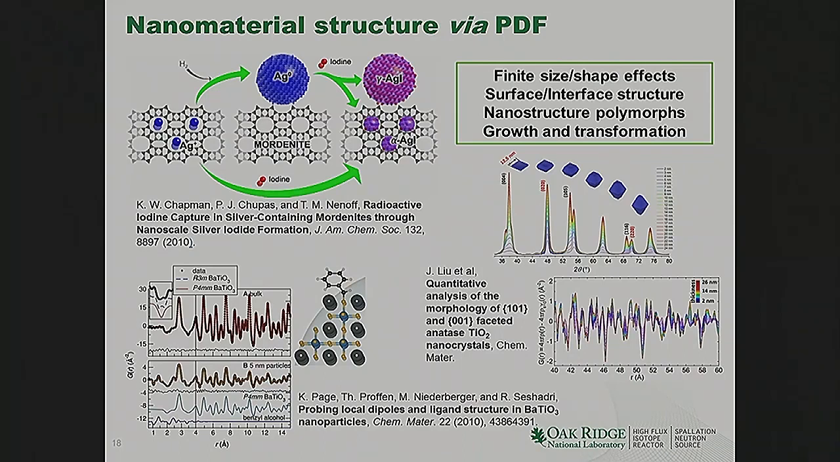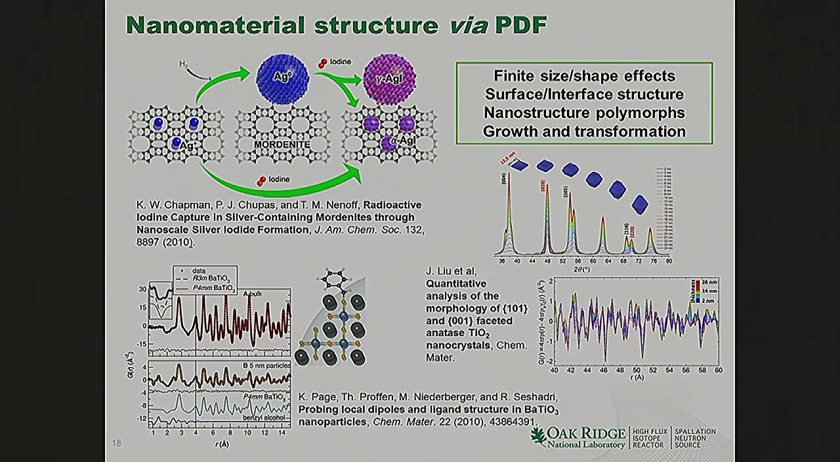Specifically, neutron PDF is sensitive to both the light atom species at the surface and the interface versus the heavier atom species at the particle core. So that would include finite size and shape effects, their surface structures, nanostructure polymorphs, and growth and transformation. So you may be familiar that there are a whole zoo of nanomaterials that only, or structure types that only exist at the nanoscale, and this is a way to study those.